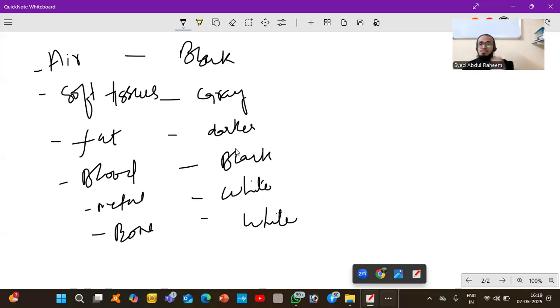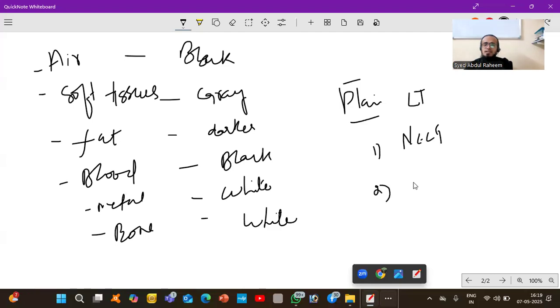This is called plain CT. We have different types of CTs. Plain CT is also called NCCT, which is non-contrast computer tomography. This is one type of scan.